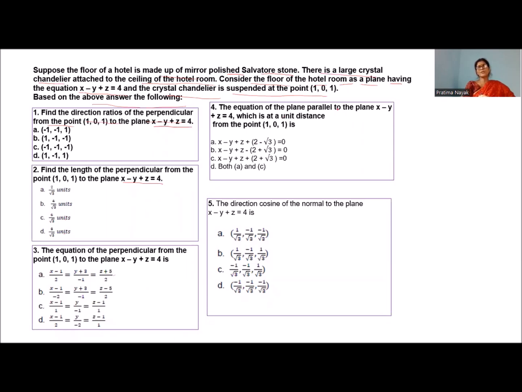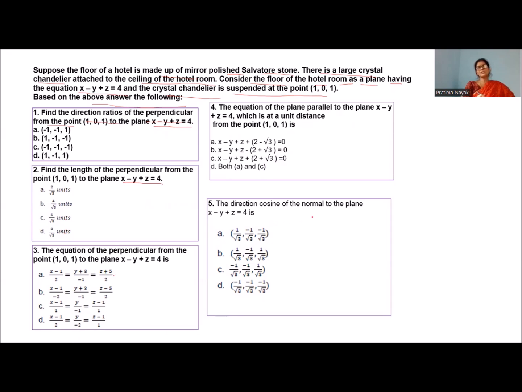Fourth is: the equation of the plane parallel to the plane x minus y plus z is equal to 4, which is at a unit distance from the point (1, 0, 1). Four options are given: x minus y plus z plus 2 plus root 3 equals 0, x minus y plus z minus 2 plus root 3 equals 0, and so on. Both A and C are correct.